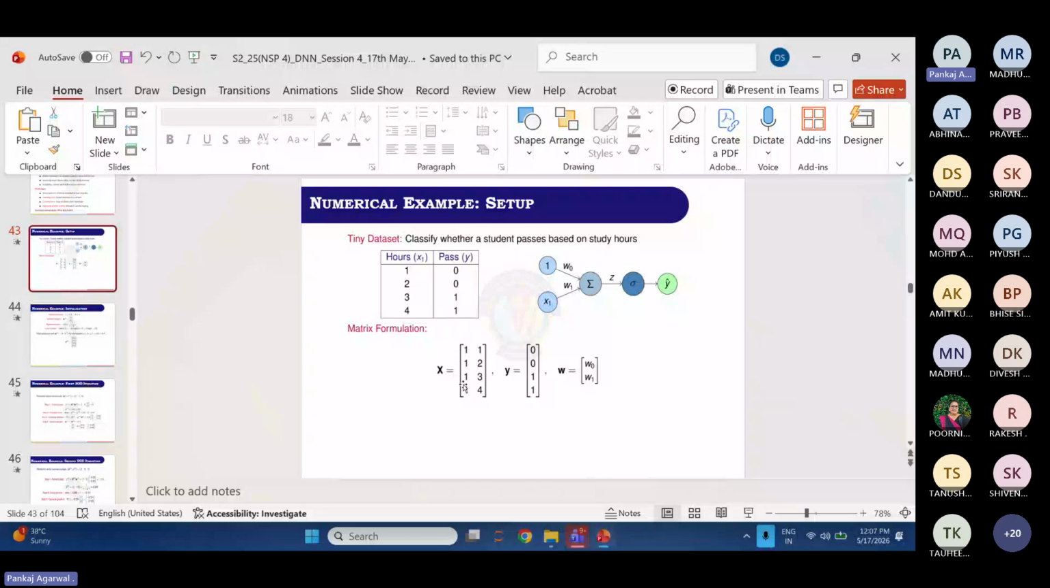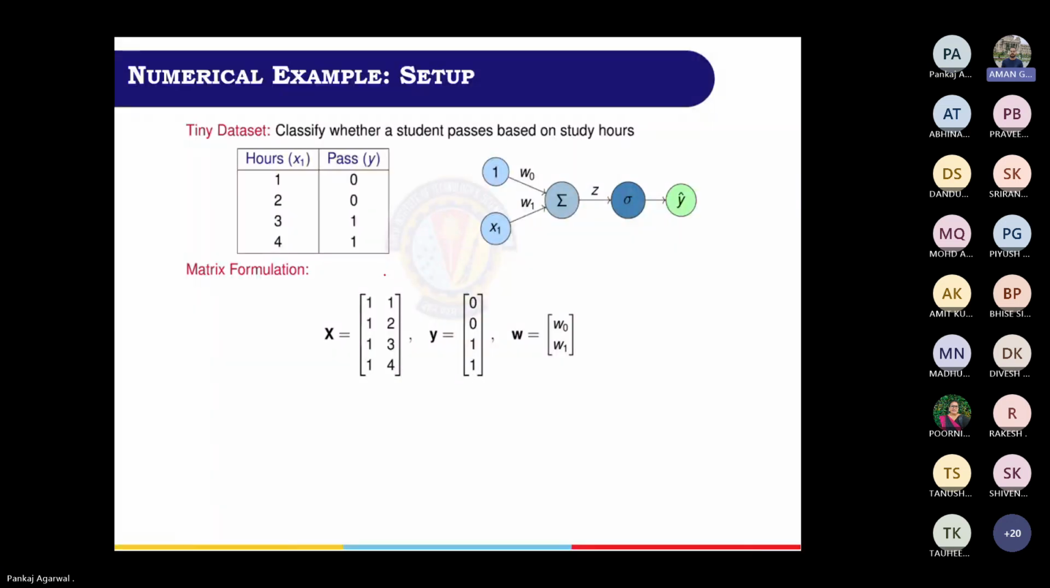Just wait. Yes, anyone wants to speak something? Yeah. So, sir, one thing, right? Whatever the mathematical equations have been written in the previous slides, right?